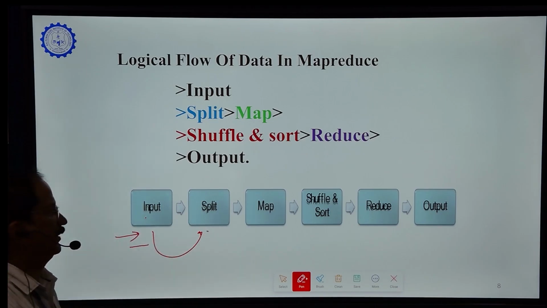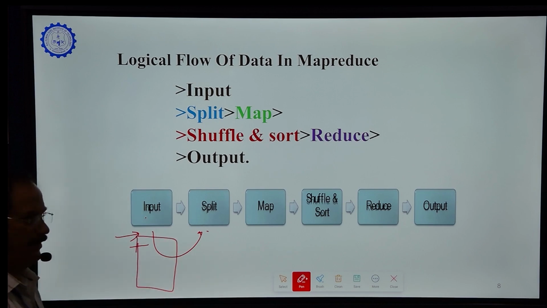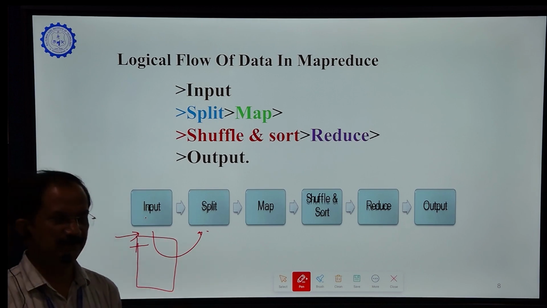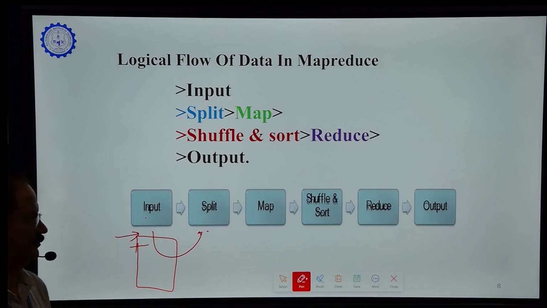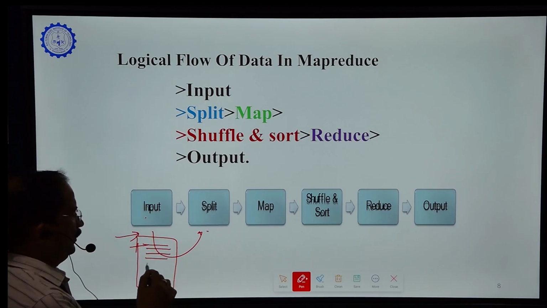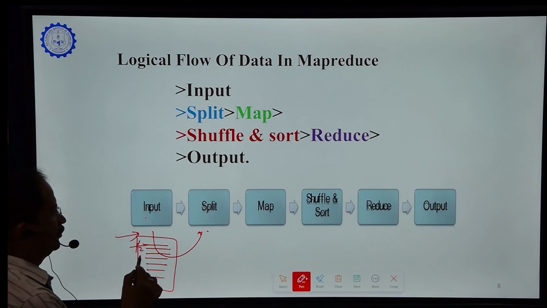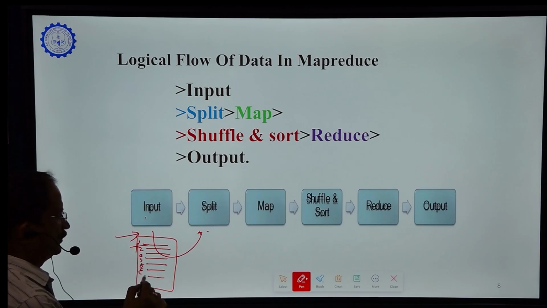And let's take an example. Suppose there is a text file, because data may be in different formats. This text file has information about companies or employees. Statements are written here, and these statements are 1, 2, 3, 4, 5, 6 and so on.